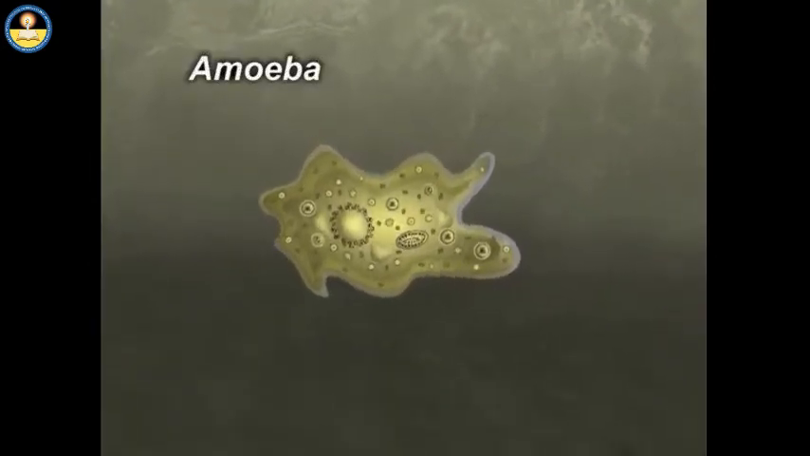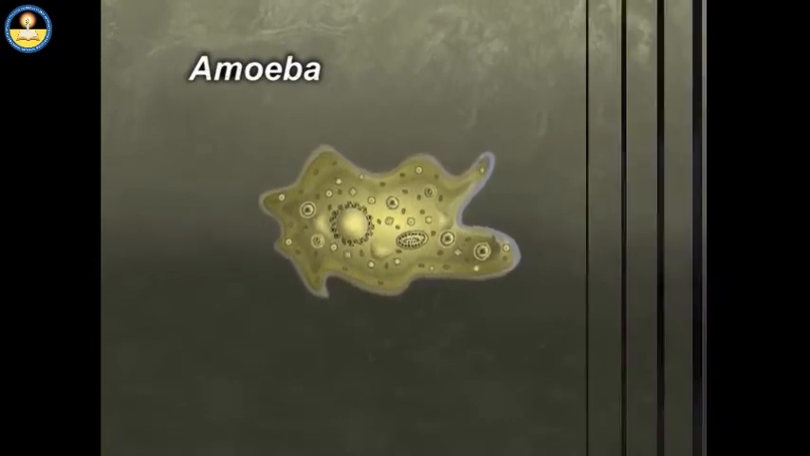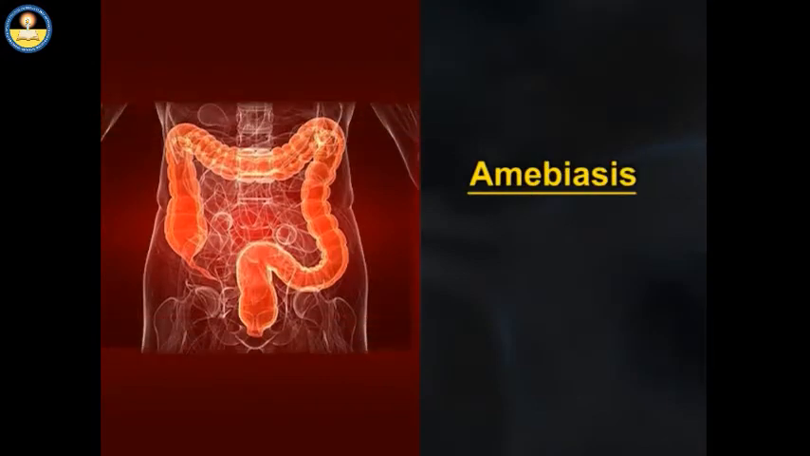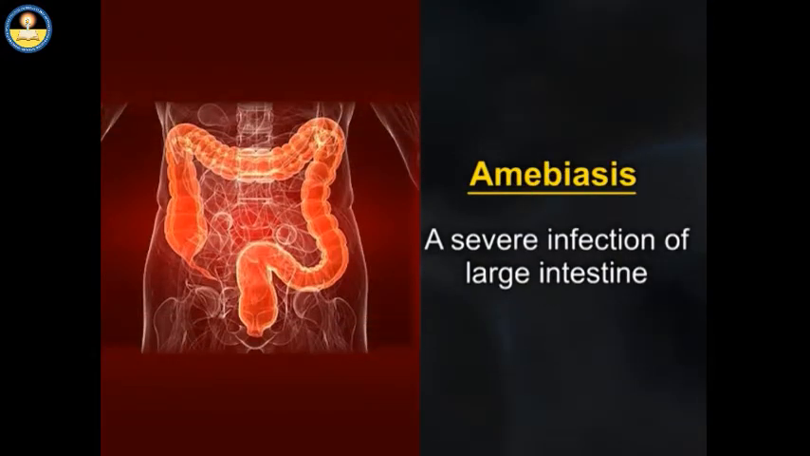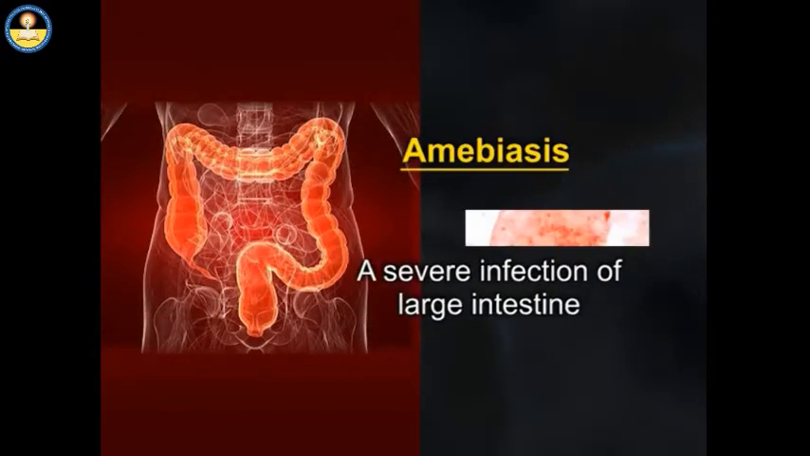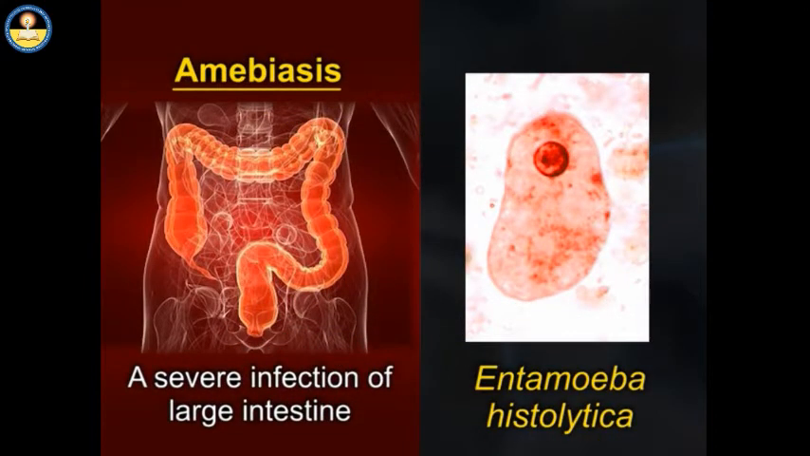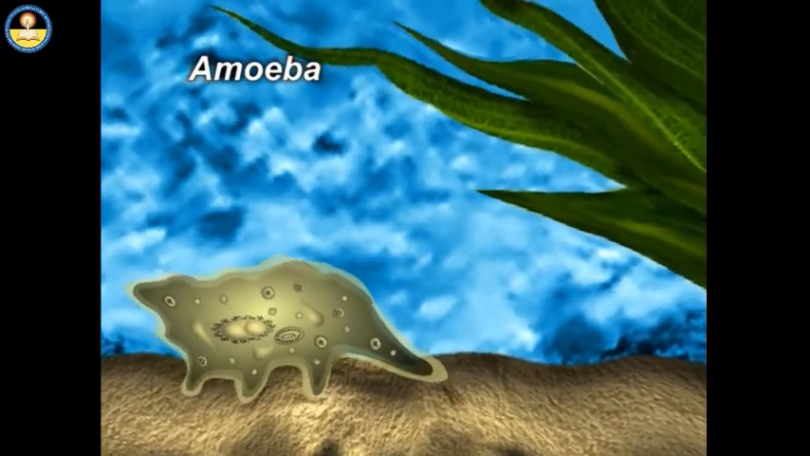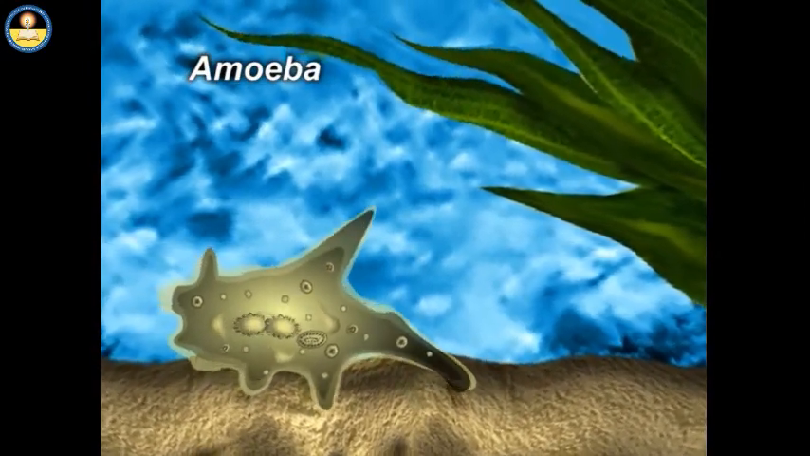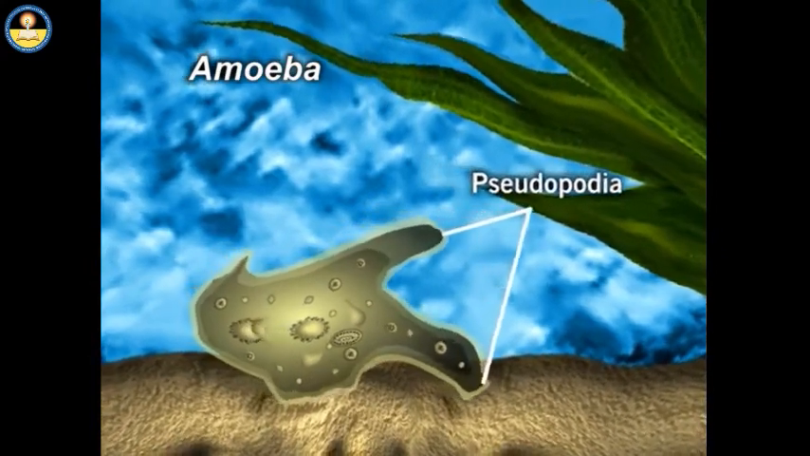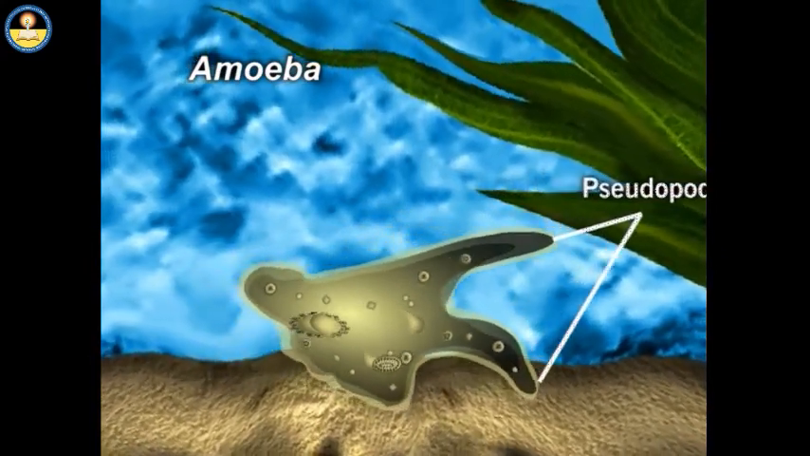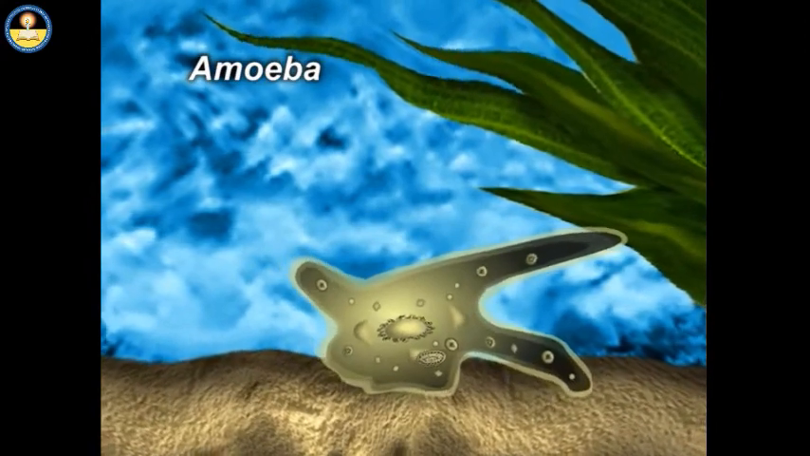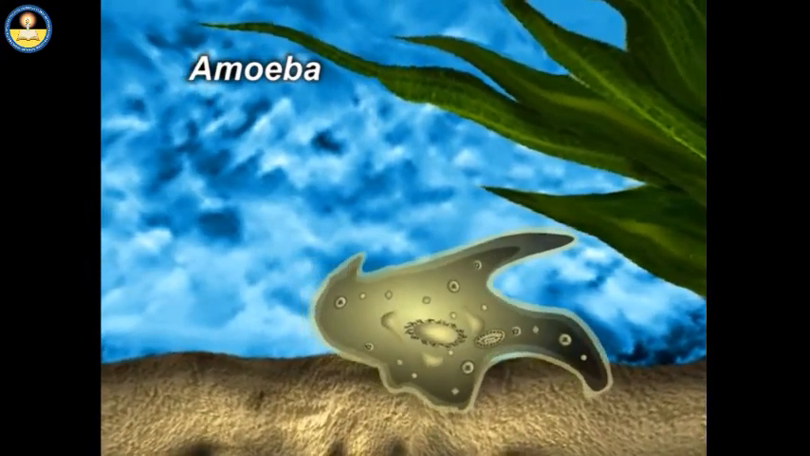Amoeba is a type of protozoa and does not have a definite shape. Amoebiasis, a severe infection of the large intestine, is caused by the amoeba Entamoeba histolytica. Amoeba projects parts of its cells to create jelly-like tentacles called pseudopodia. The amoeba uses these pseudopodia to move and grab prey.